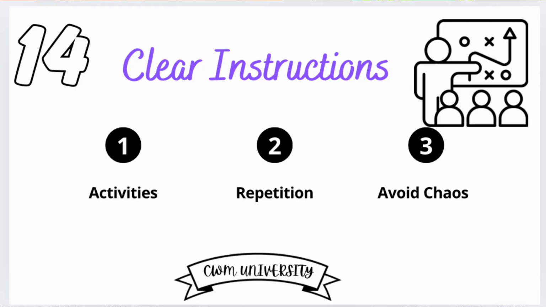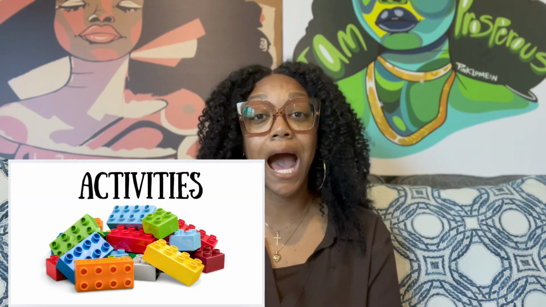Tip 14 is clear instructions. We want to give them clear instructions during our activities. Sometimes we have to repeat those instructions. And then finally, we want to avoid chaos. When thinking about your lessons and how you're planning activities, it is important that you think about how you're going to give out the instructions for the activities. You have to think of them step by step by step.